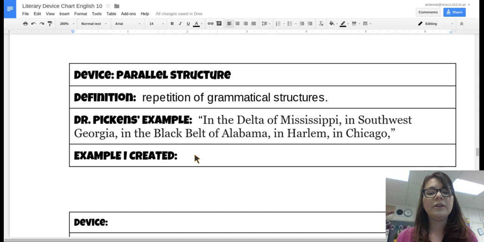Or if you have extra time, you can work on your CNN student news. Or if you have all of that done, then you have free time.